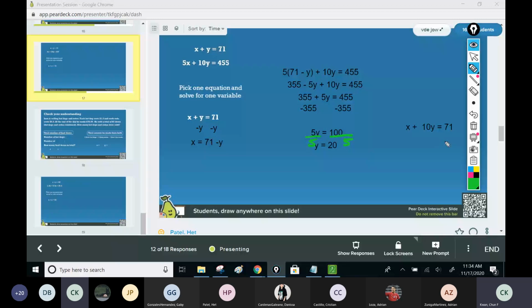Okay, good. Now that you got y equals 20, can you put it into either equation? Doesn't matter which one. I will use the first one. Put it in here and replace the y, all right? So you're going to get something like this: x plus y, but I'm going to replace it with 20, equals 71. And now go ahead and solve for x. Not 20y. You have to replace the y. Once you replace the y, there is no more y.